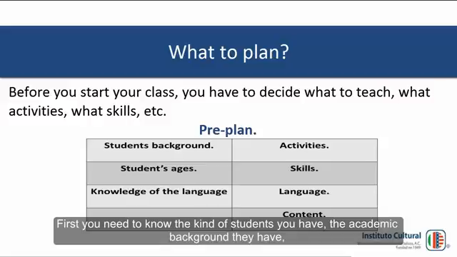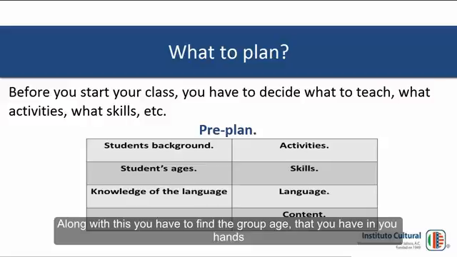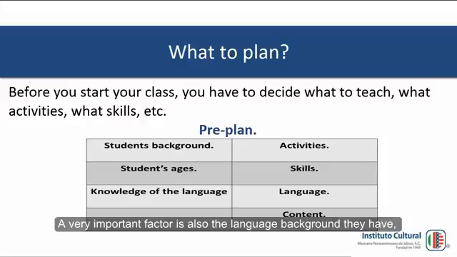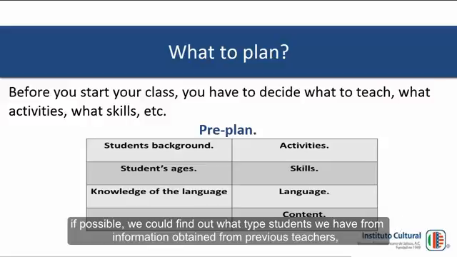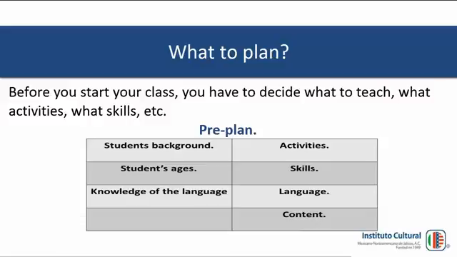First, you need to know the kind of students you have, the academic background they have, whether they are high school students or undergrad students, or if they are professionals. Along with this, you have to find out the group age that you have in your hands. A very important factor is also the language background they have. If possible, we could find out the type of students we have from information that previous teachers can provide you with, because this is experience from a teacher that has spent time with the class.